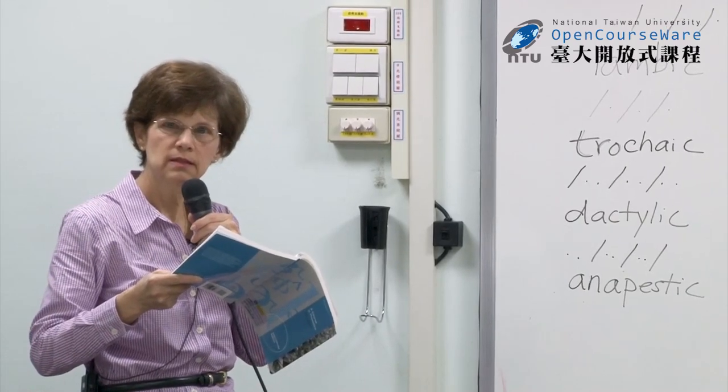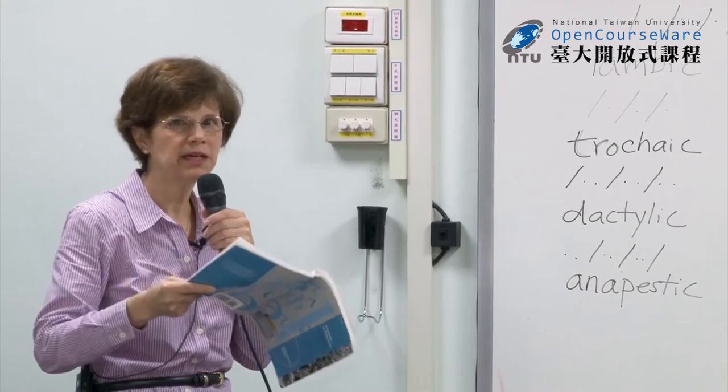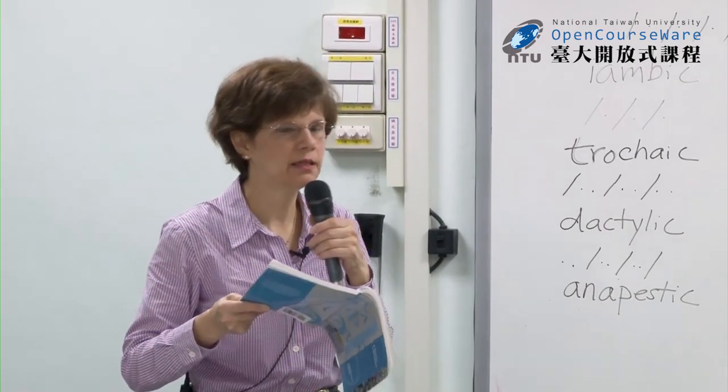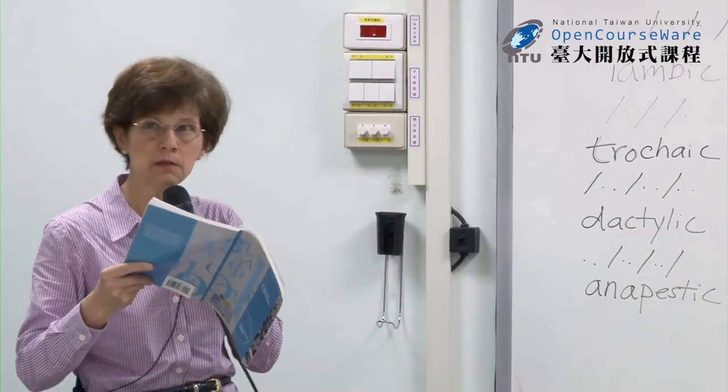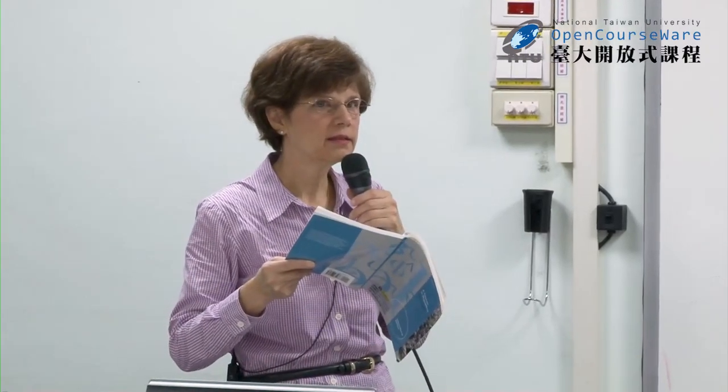Which one? Who is the one in the corner? Of course, I'm making it more obvious. Which one is it? Dactylic. This is a dactylic. Is he here? Is he here? What's that? It's anapestic. Da da da. Da da da. Da da da. Is he here?